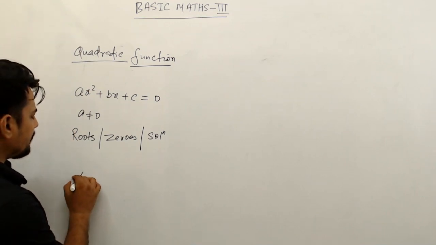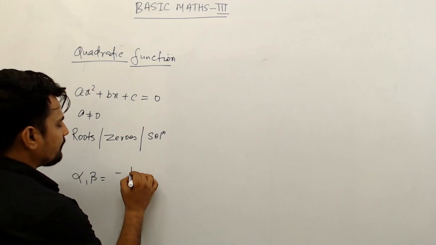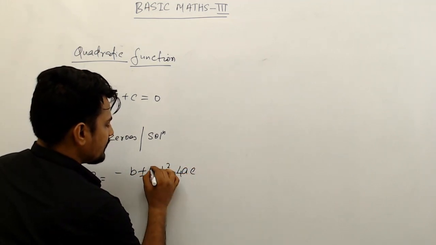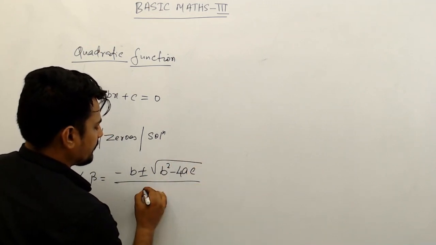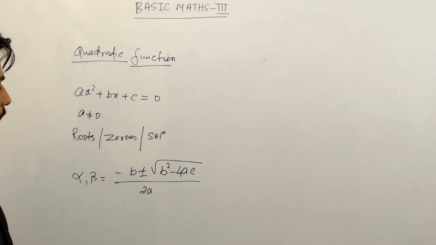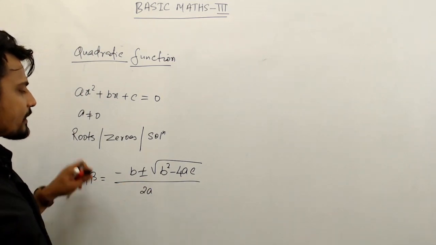So generally we have been following this trend of representing them with alpha and beta, and this could be given as what? Minus b plus or minus the square root of b square minus 4ac, upon 2 times a. Now while I'm going to teach, especially the vertical motion, I'm going to use this. And don't say at that time that you have no idea about this stuff, okay?